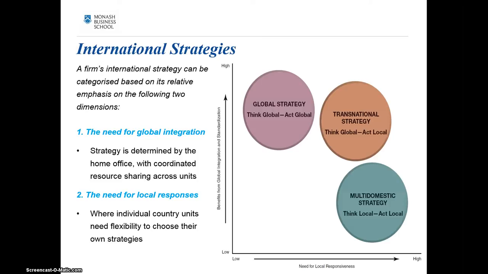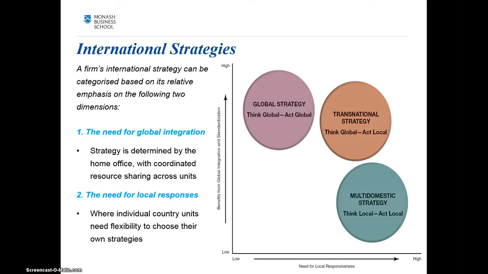internationalisation. Now, as you can see here, the international strategy of the firm is basically determined by its emphasis on the following two factors. The first is the need for global integration, which is where there's an emphasis on the strategy being determined by the head office with coordinated resource sharing across the units, namely the subsidiaries and business units that are dispersed across the world. The other opposing dimension is the need for local responses, which is where individual country units need flexibility to choose their own strategies. So they're two very opposing and contrasting ideals.